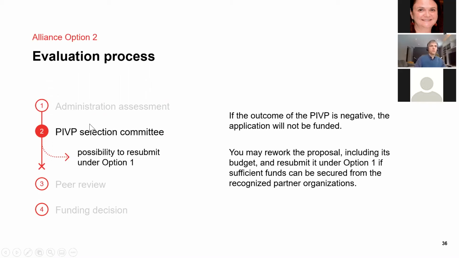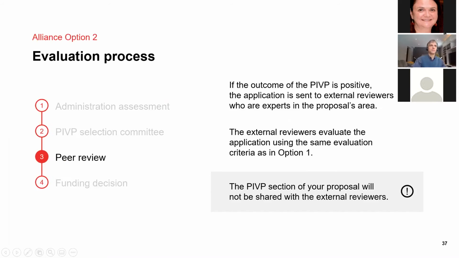So like I mentioned before, if it's rejected at the level of the committee, you must submit under option 1. Then there's the proposal without the PIVP sections. So that means that the proposal itself must be complete. Whatever's in the PIVP, if there are elements there that are addressing indicators, then they need to be in the proposal as well.